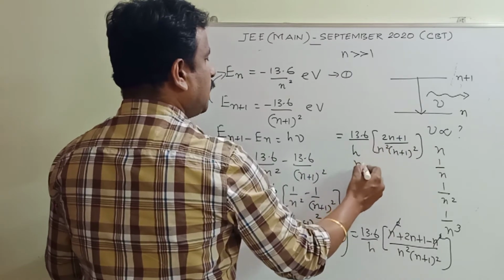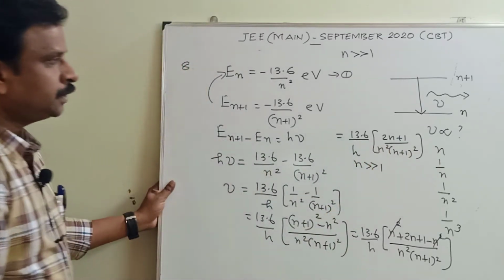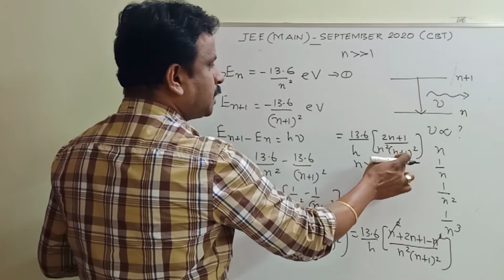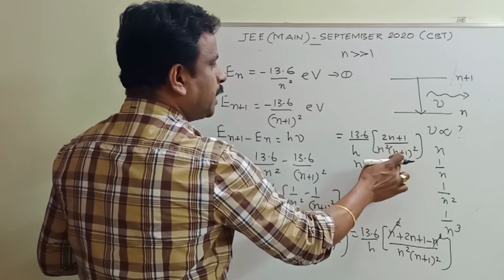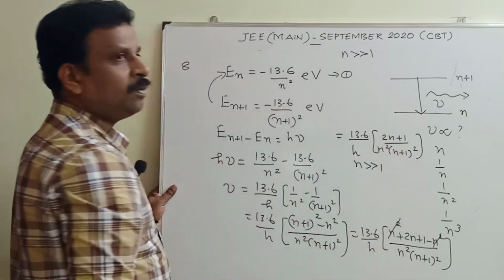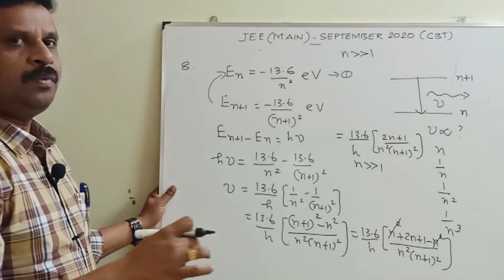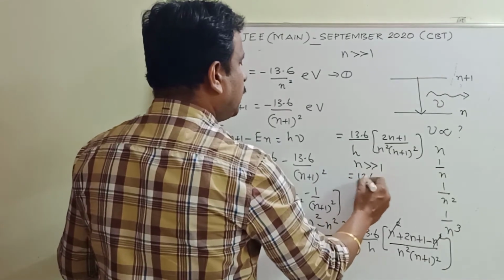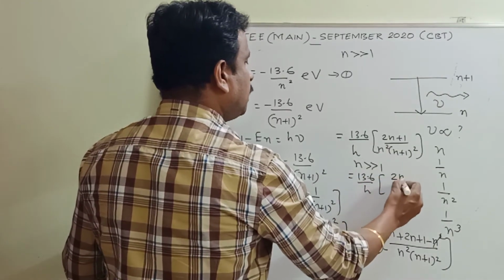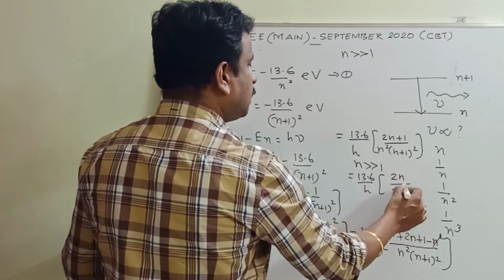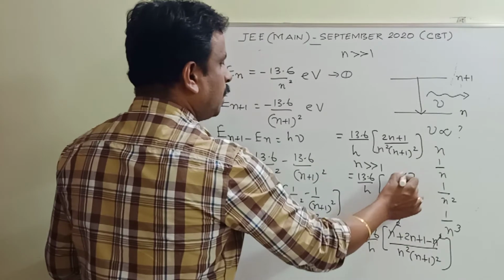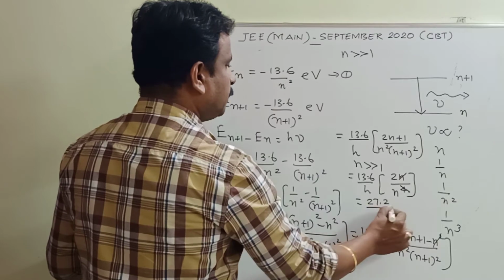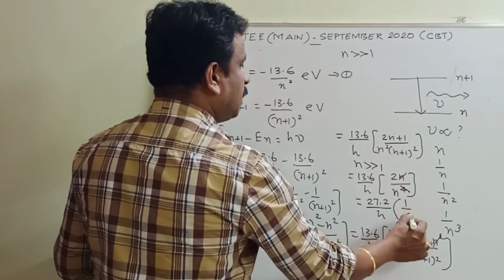Okay. In this condition, n far greater than 1, you can ignore the term 1. As well, if you expand the denominator, you will get n square into n square, n power 4. You can choose this term only, even I ignore the n cube term. So in numerator I will retain the term 2n, and in denominator I will retain the term n power 4. Okay. So 1 n is getting cancelled. So you will get 27.2 divided by h into 1 divided by n cube.